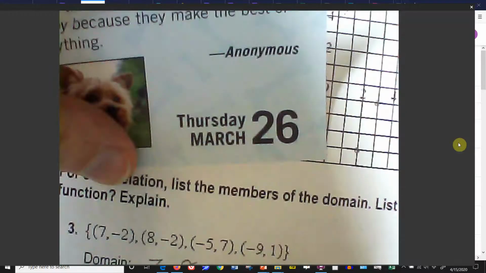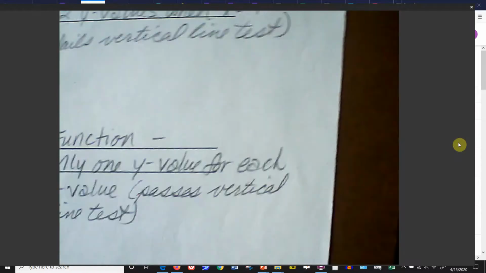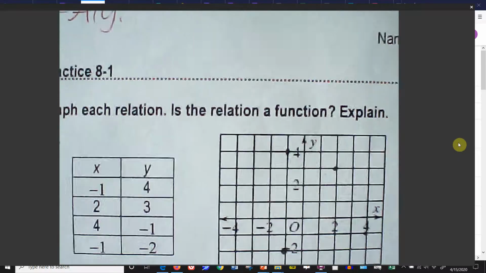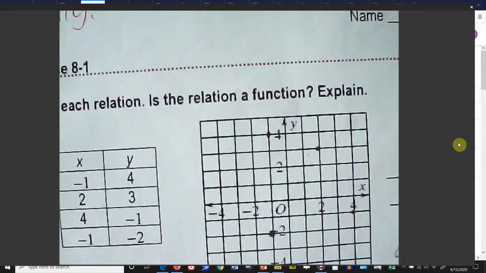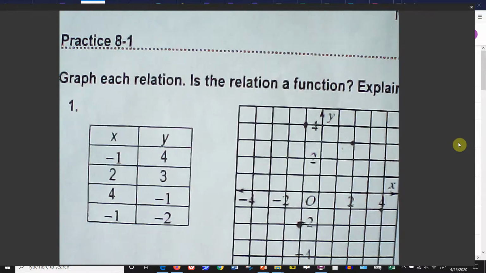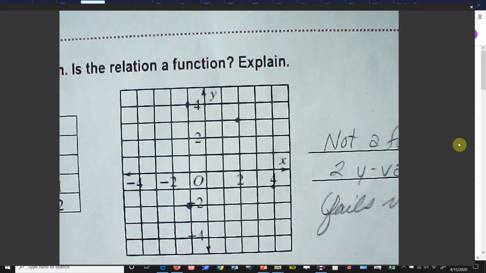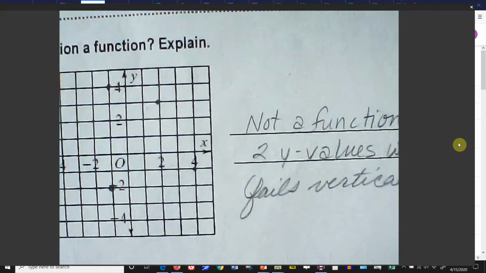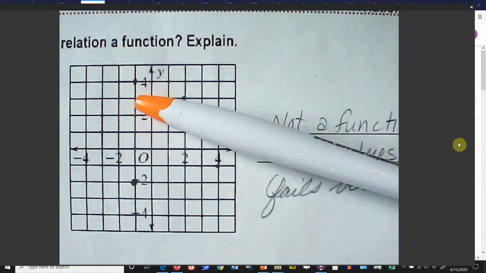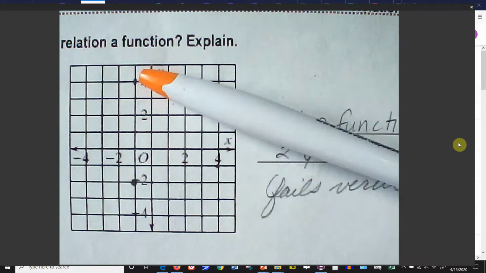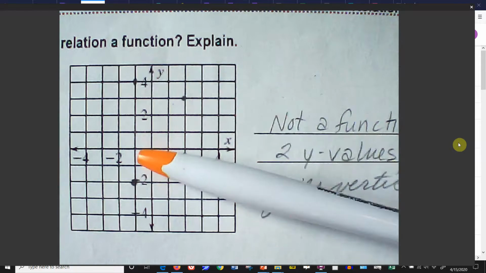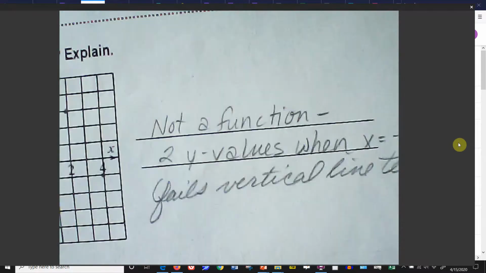So let's go over practice 8-1. So number one, is this relation a function or not? So you graph it and you'll go, no. Because see, when I have x is -1, I've got two different y values. So if I plug in -1 for x, I don't know which one I'd get out, right? So that one does not.